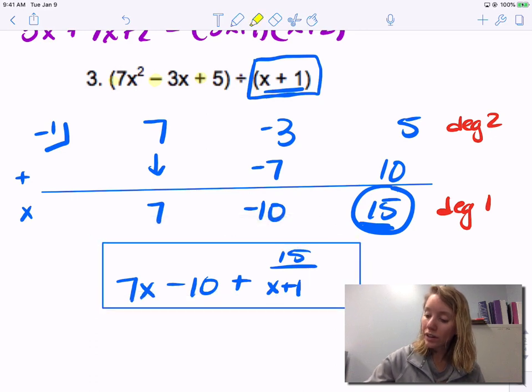Okay, notice I started with an x squared, so that's why I get an x, because I'm dividing by something that has an x. X squared divided by x is x. And then I knock down my powers from there. Okay.